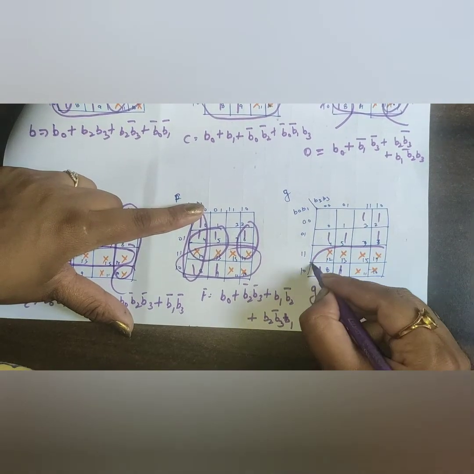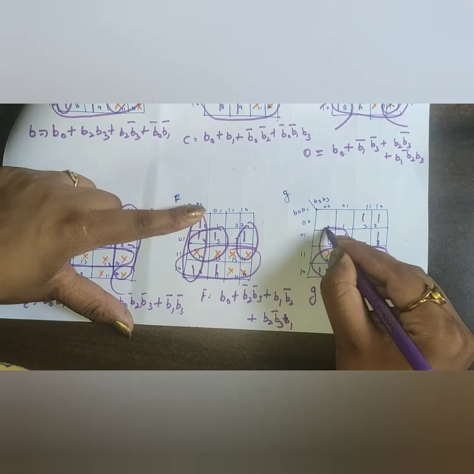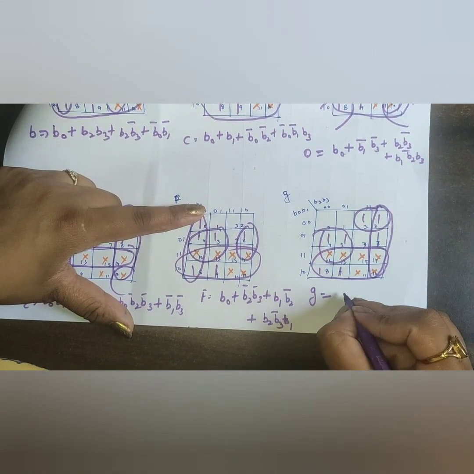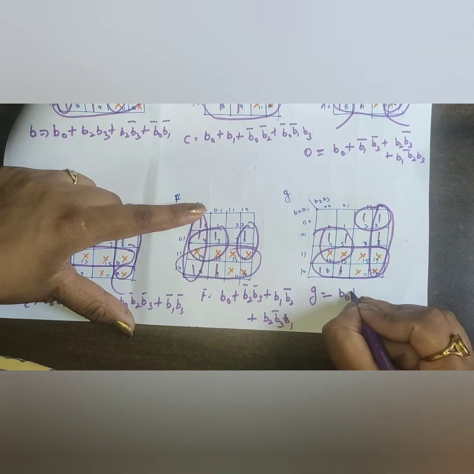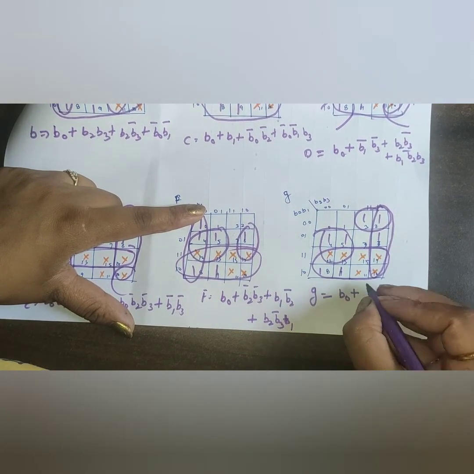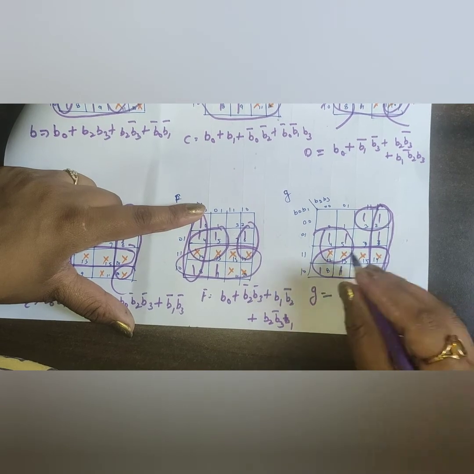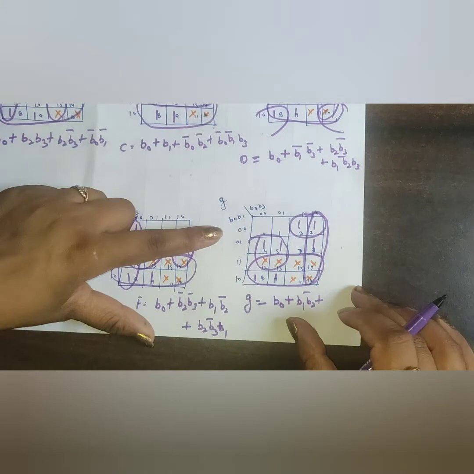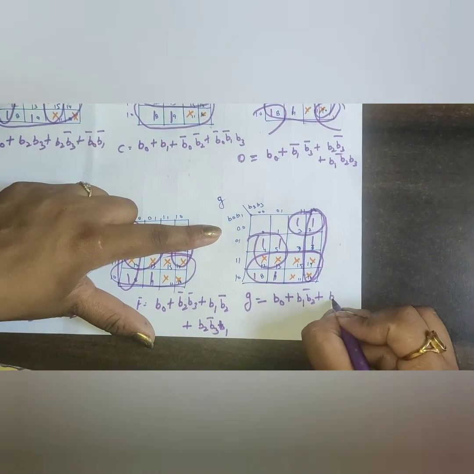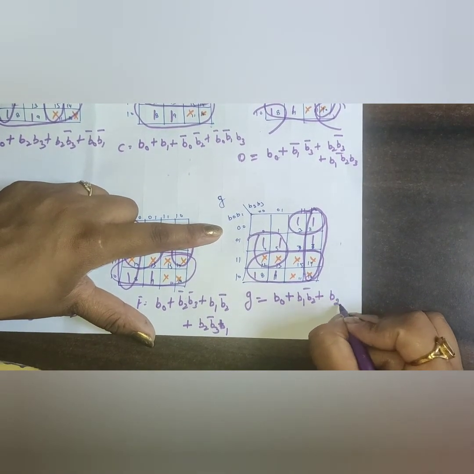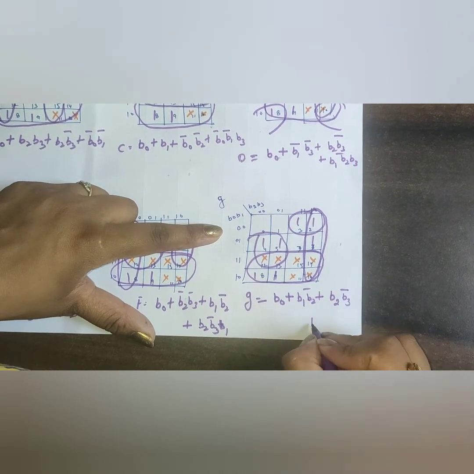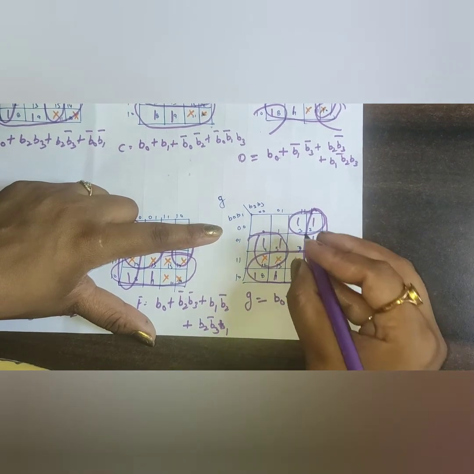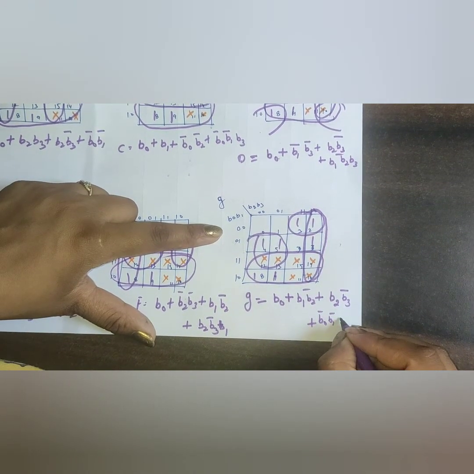like grouping like this and this can be made like this. So here there will be B0 plus for this group that will be B1, and for here to here B2 bar plus here to here B0 B2 B3 bar plus here to here B0 bar B1 bar and here to here only B2.